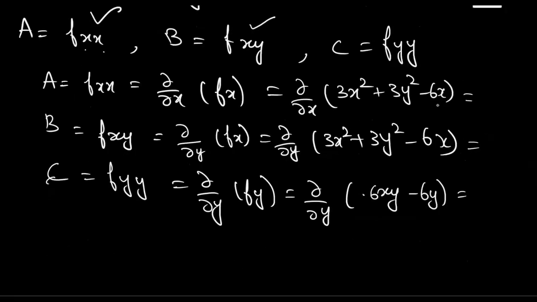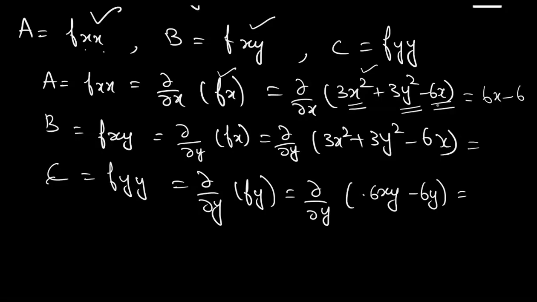I have written all the values, that is del by del x of fx. This is your fx. So with respect to x, 3x square differentiation is 6x. Only with respect to x, so y is a constant, this is 0. Then minus 6x if I differentiate, minus 6. This is the answer for the first one.